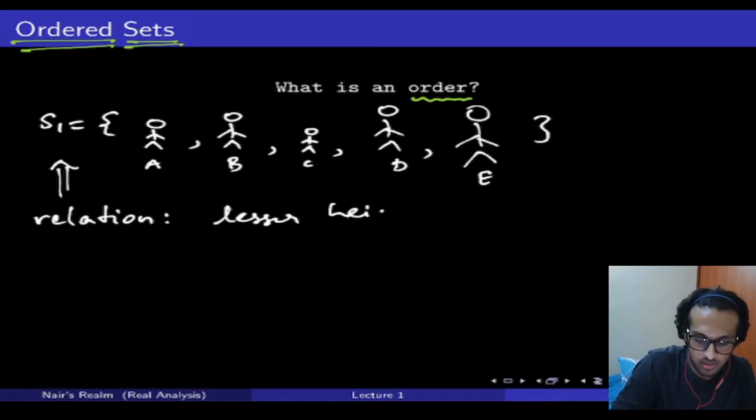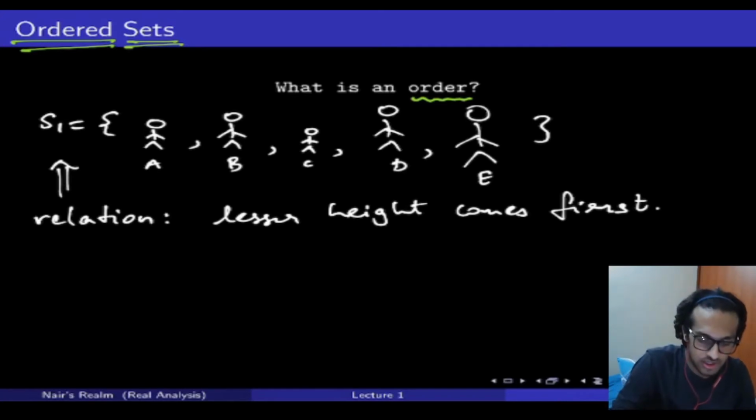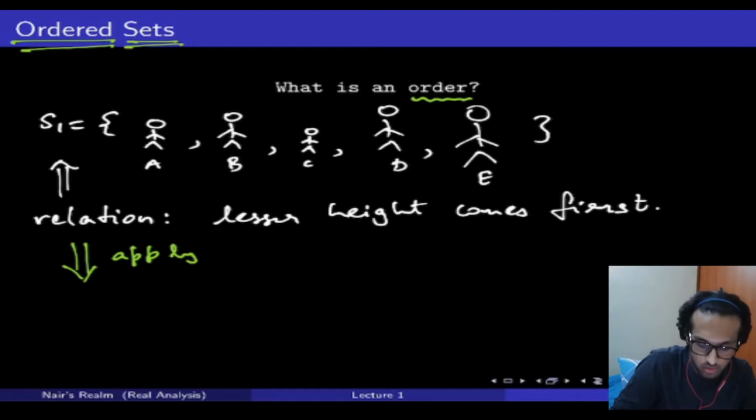Lesser height comes first. That's the relation I'm defining, that if someone has lesser height, they come first. So what happens when I apply this relation to this set S1? I apply it to S1.